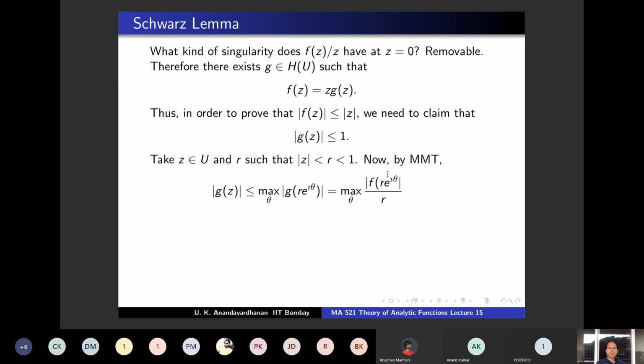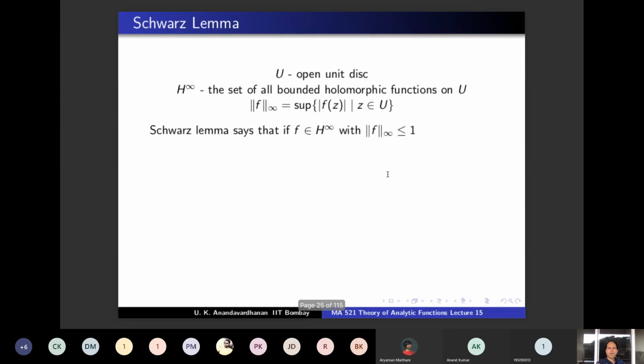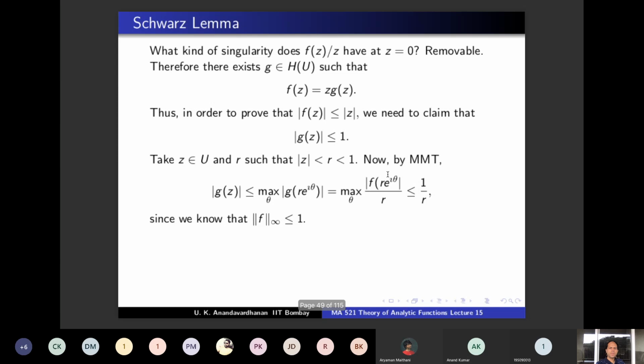But one condition that is given to you, what is the hypothesis on f? The norm is less than or equal to 1, meaning mod f(z) is less than or equal to 1 for each z in U. Therefore, this is less than or equal to 1, and this r is r itself. So this is less than or equal to 1 by r. So you have shown that by MMT, this function that you are considering, g(z), mod g(z) is less than or equal to 1 by r. This is true for any z in U.